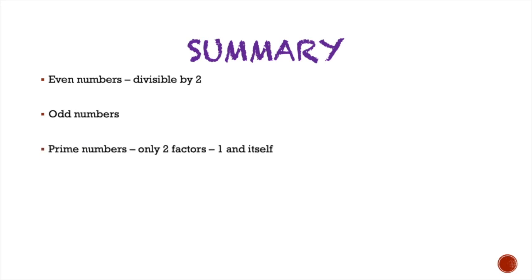So in summarizing, let's review what we discussed today. We talked about even numbers, and we said that these numbers were divisible by 2 and ended in a 0, a 2, a 4, a 6, or an 8. Next, we talked about odd numbers, and we said that these numbers do not end in a 0, 2, 4, 6, or an 8, and they are not divisible by 2. We discussed prime numbers, and we said that prime numbers are numbers that only have 2 factors, 1 and itself. We also talked about composite numbers, and we said that composite numbers are numbers with more than two factors.